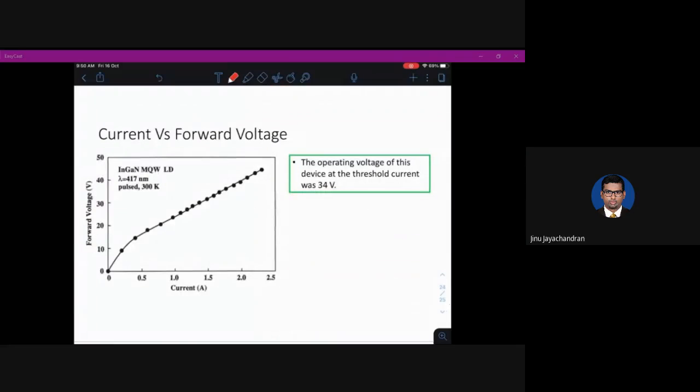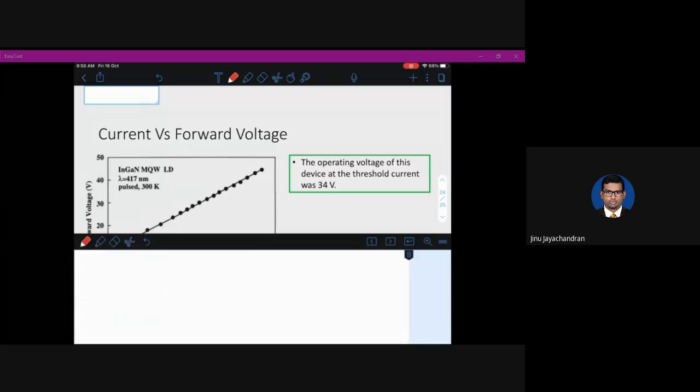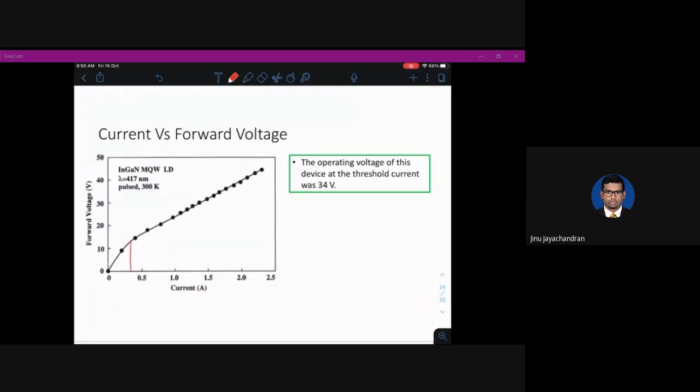The next characteristic is current versus forward voltage. If you look at the graph, up to here there is a small change, or you can say the slope is pretty high, and after this the slope is almost constant, a linear one. So our threshold current was something around 1.7, which is here. The voltage corresponding to that threshold current is approximately 34 volt. This is the region in which the laser diode should be operating. So the operating voltage of the device at this threshold current should be around 34 volt.